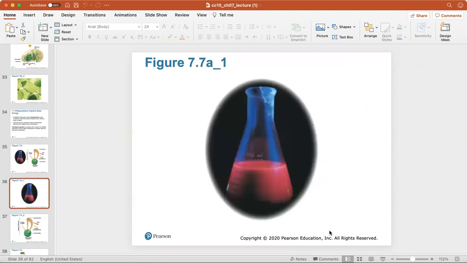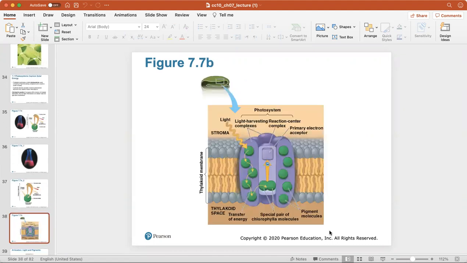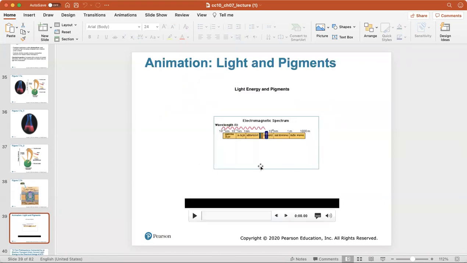And this is just showing how electrons, when they're absorbed, can change the color of a substance or create a kind of fluorescent state to it. So here shows the photosystem of the thylakoid membrane. The stroma surrounds it, and this just shows how the special pair of chlorophyll molecules will take the light and send it to the reaction center complex, so that the light harvesting complexes can occur. So again, this is how your chloroplasts will absorb the light that is needed to create photosynthesis.